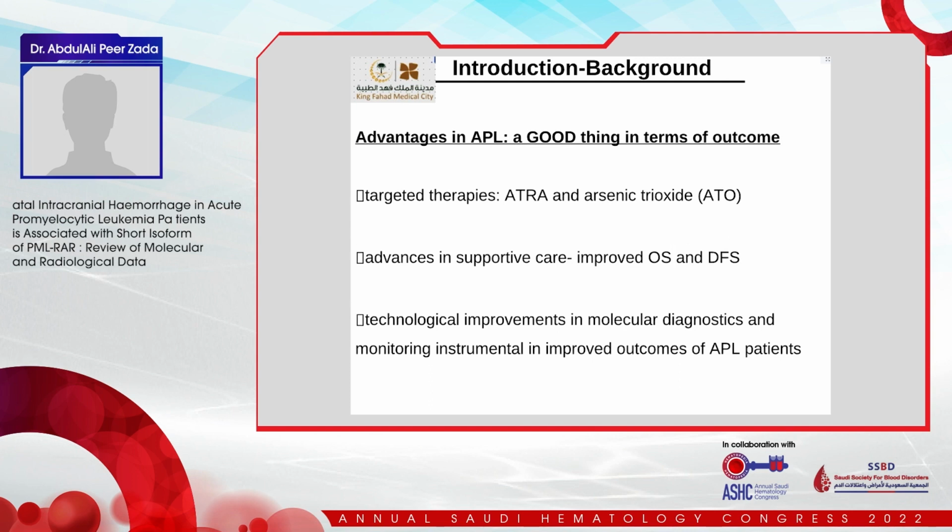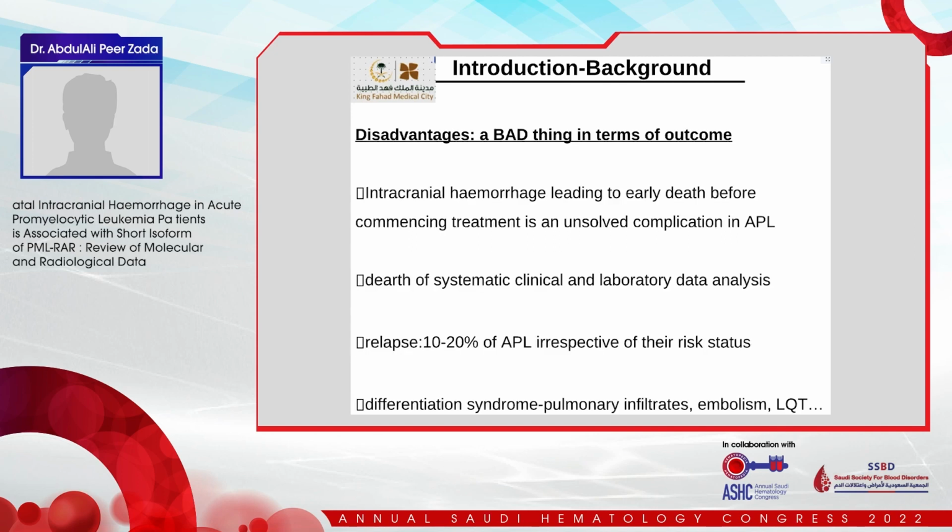Now, there are some advantages in APL, not really from the patient perspective, but in terms of the outcome we have. As you know, targeted therapies are available, ATRA and arsenic trioxide, which have led to more than 90% survival rates in APL. Then we have advances in supportive care, which has improved overall survival and disease-free survival in APL patients. In addition, we have recent technological improvements in molecular diagnostics and monitoring that have been instrumental in improved outcomes in APL patients. Next, please.